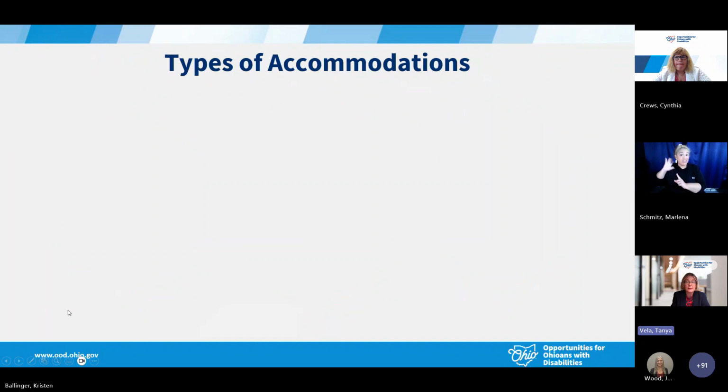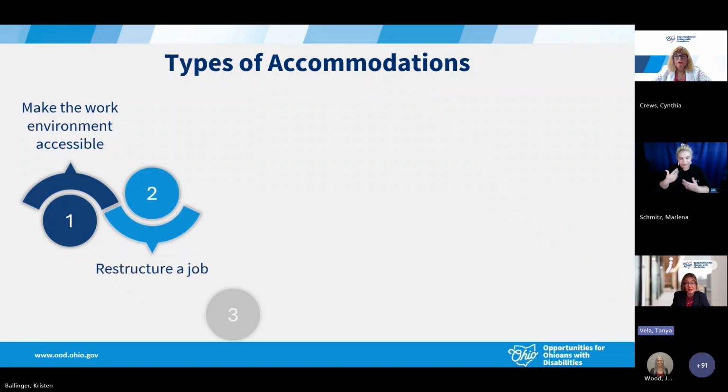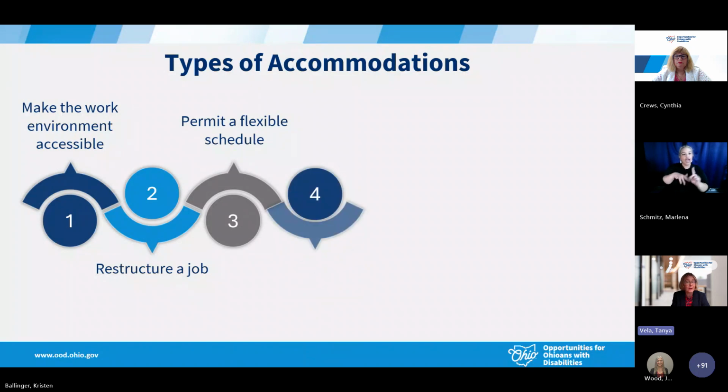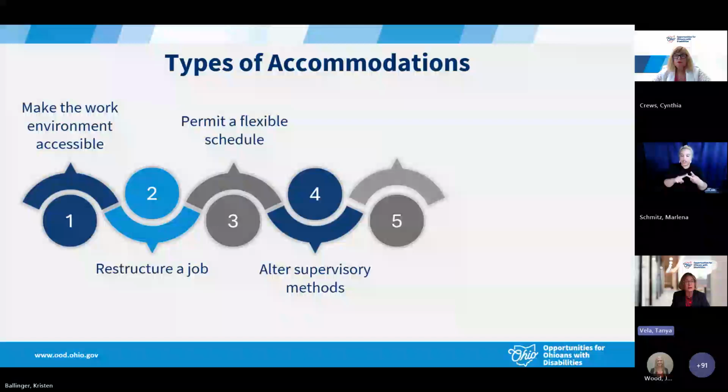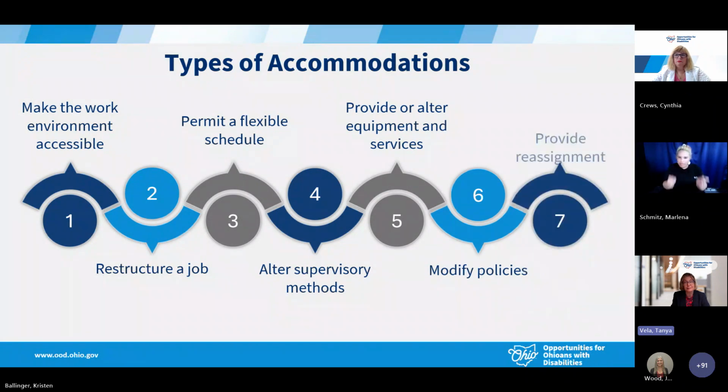They may have encountered this barrier in the past and know what will work best. There are numerous ways to provide reasonable accommodations in the workplace, and we'll highlight some of these later. The EEOC helps us to understand the many ways reasonable accommodations can be provided by organizing them into these types. First, making the work environment accessible, restructuring a job, permitting a flexible schedule, altering supervisory methods, providing or altering equipment and services, modifying policies, and finally, providing reassignment.